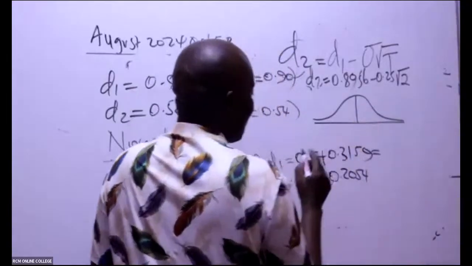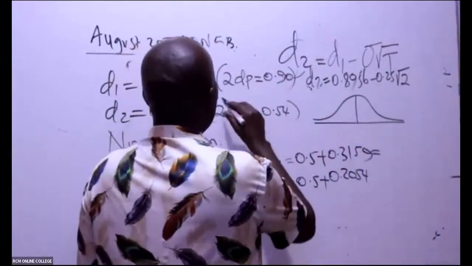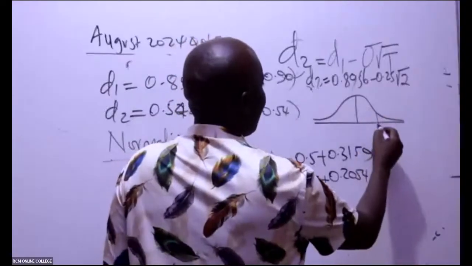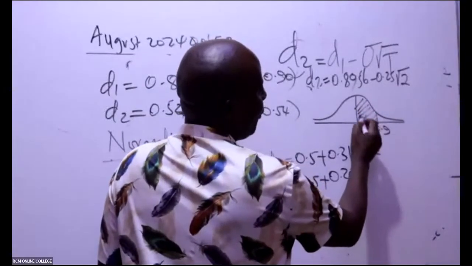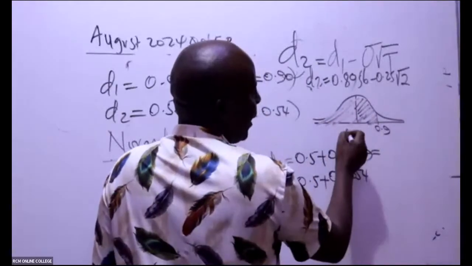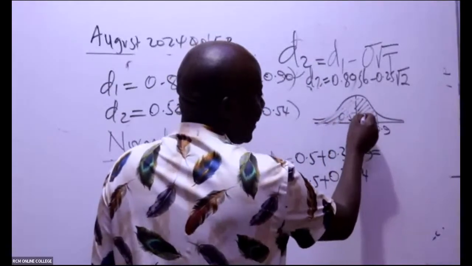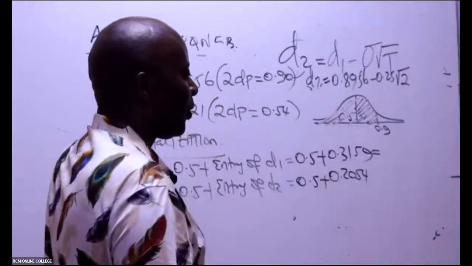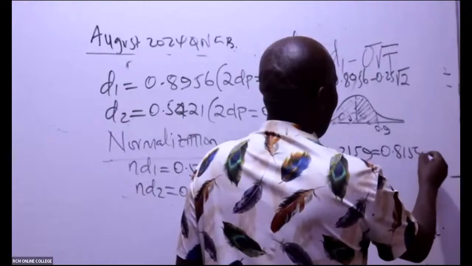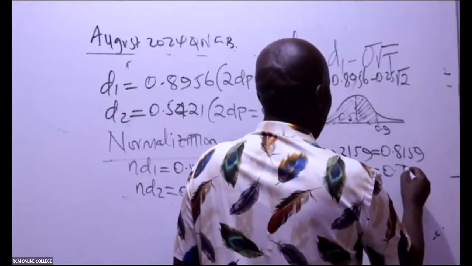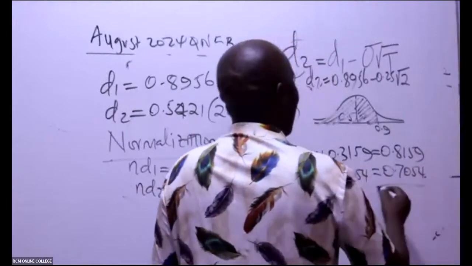So you see, when I talk of D1, for example, when D1 is 0.90 here, the entry is this. But for us, we want the whole thing from the beginning. And here we have 0.5 plus this entry there. So this gives me 0.8159. This gives me 0.7054, like that.